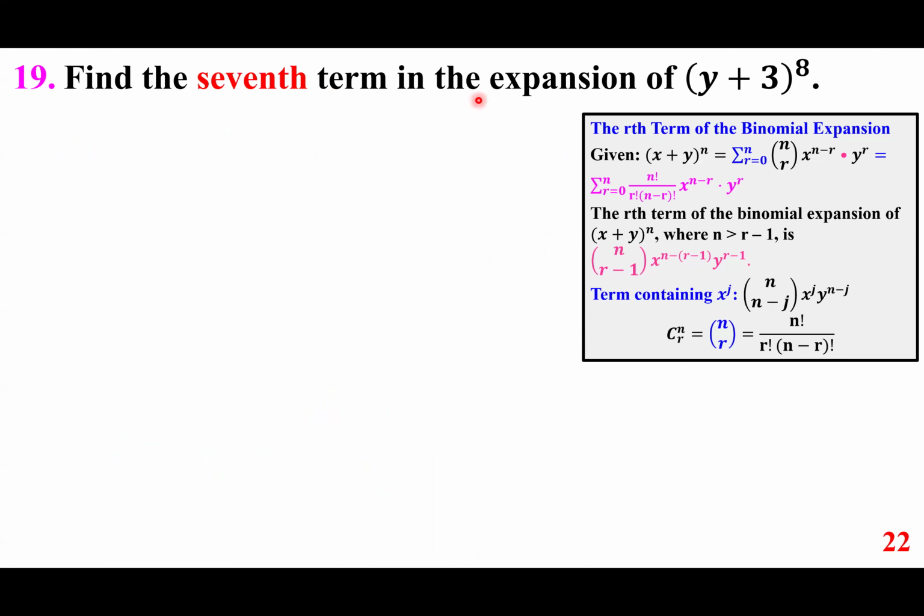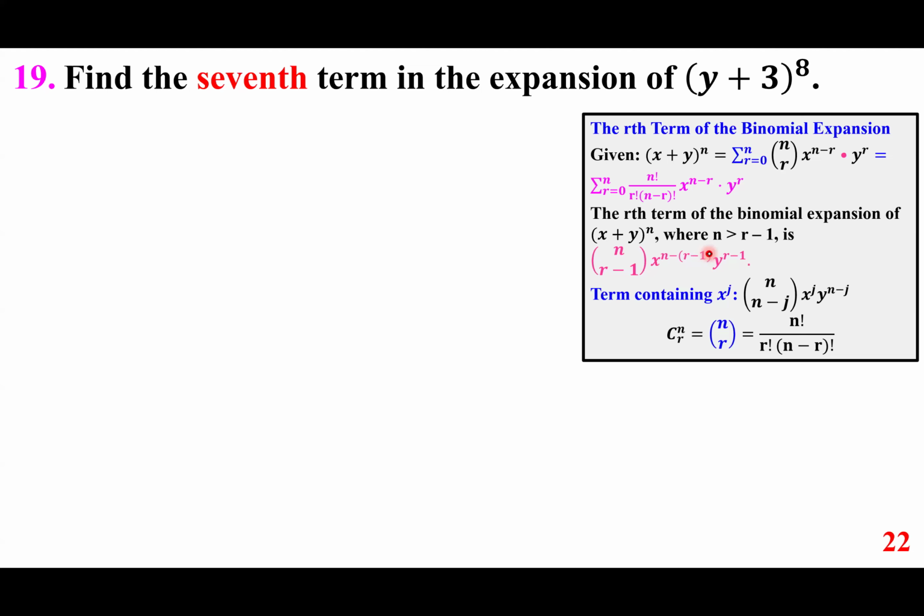Find the 7th term in this expansion, (y + 3) to the power of n. There are several ways. Number 1, just expand the entire thing, never mind what they said. Expand it without paying any attention to this one. Then read the question and ask which one we want: the 7th term. So start counting: 1, 2, 3, 4, 5, 6, 7. Oh, this is the 7th. That's one way to do it.